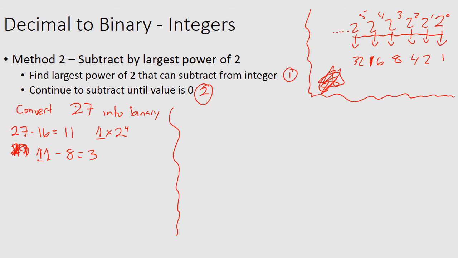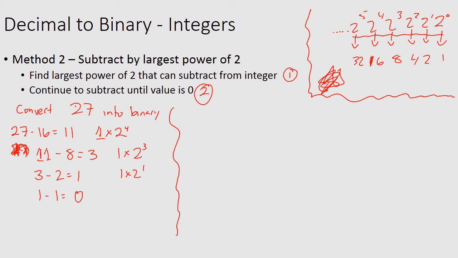And so what that means is we know that there is 1 times 2 to the 3. And then we're going to continue that process. So 3 minus the next largest, which is 2, is 1. So we know that there is 1 times 2 to the 1 power. And then finally, 1 can be subtracted by 1, which is equal to 0.